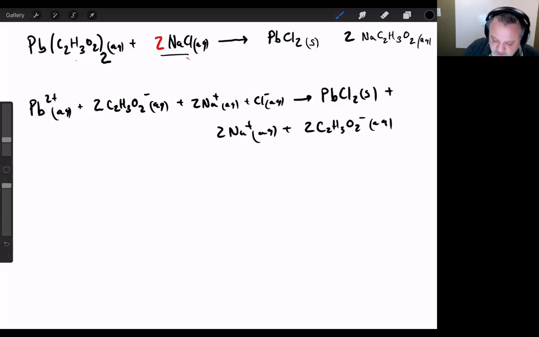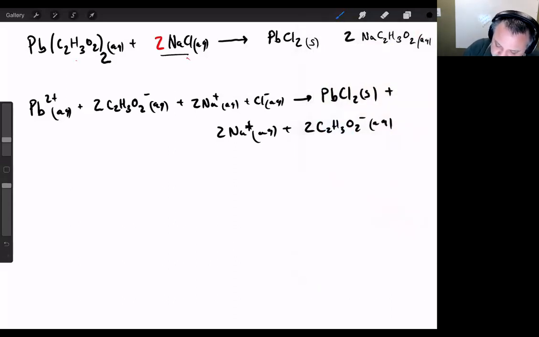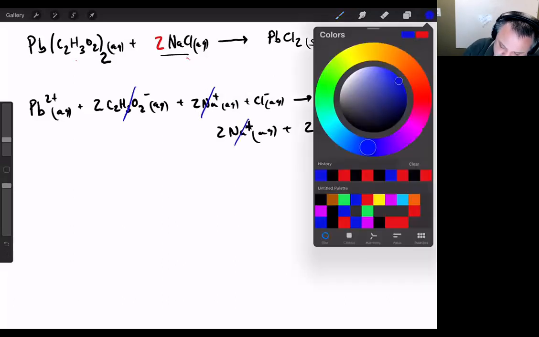Notice I list all the charges. This is something that students often forget as well, the charges. You need to have those charges. So let's cancel everything out that appears on both sides of the reaction to write the net equation. And so that means what's left is the net equation.